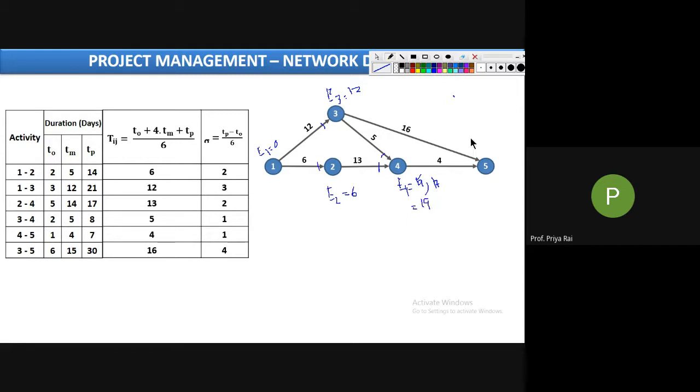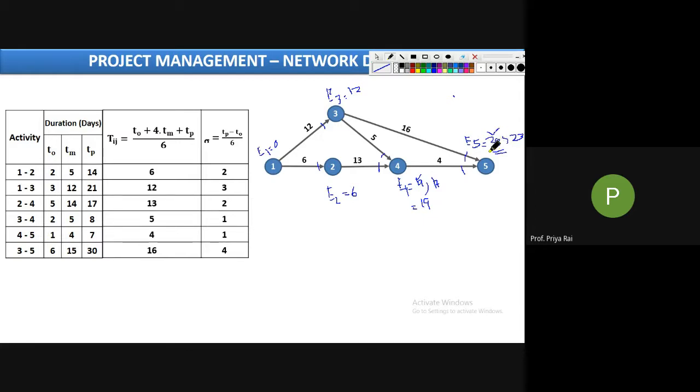Now the last E value is what? E5. So what is E5? See, 2 arrowheads, coming from 3 and 4. When it is coming from 3, it is E3 plus 16, 12 plus 16, 28. And when it is coming from 4, E4 is 19, 19 plus 4, 23. Right? So take the maximum value. So this will also be your project duration. We know the last E value will be the project duration, which is 28 days. So your fourth question is also complete along with it.